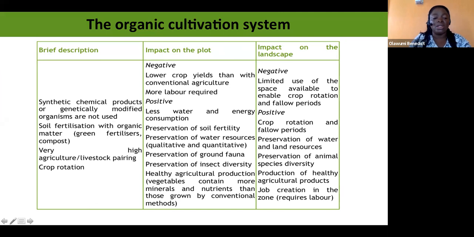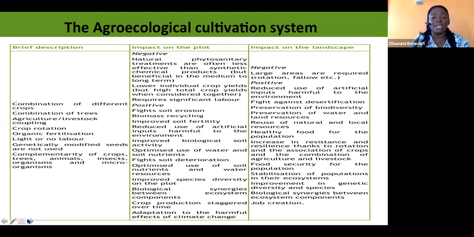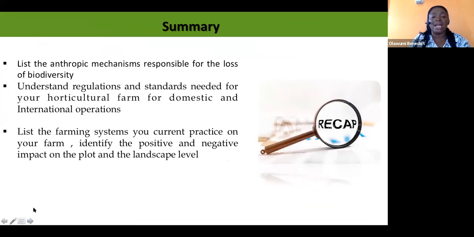So on the e-learning platform, this is already there, and then we can see what the impacts are for the ones that we discussed. We can see the impact on the plot level and on the landscape level there. So the topic for this week is threats to biodiversity and the impact of agriculture systems that we practice.